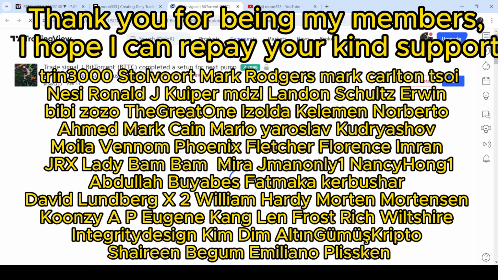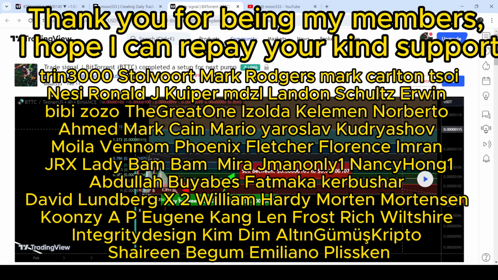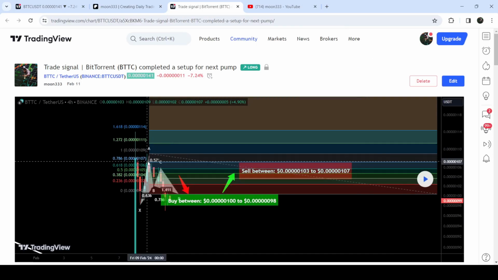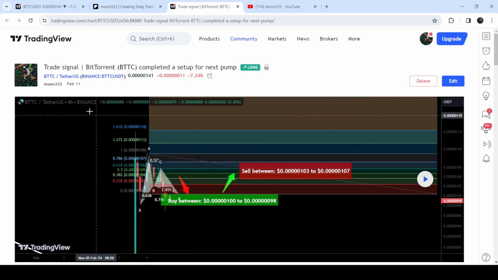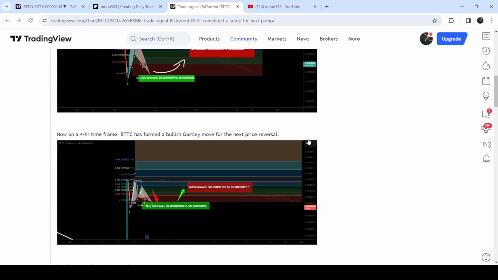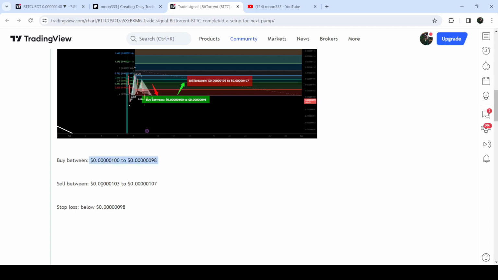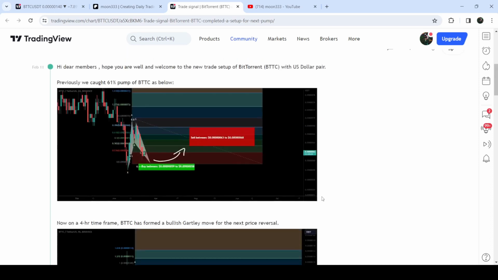And that was a harmonic bullish reversal Gartley pattern that it formed with the US dollar pair on a 4-hour time frame chart. And this was the complete trade setup. This was the buying range, the sell targets, and the stop loss.